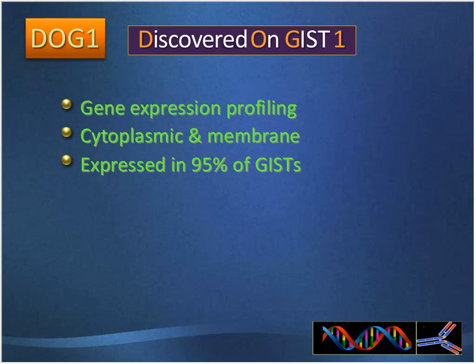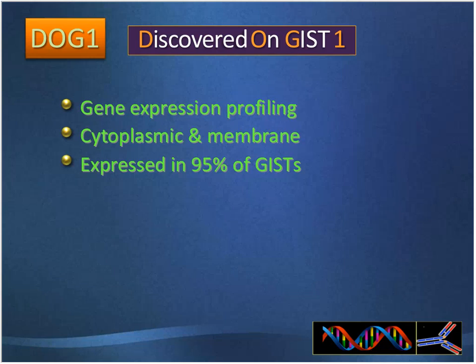And what better place to start than with DOG1, which is known to a lot of us. The naming for that comes from discovered on GIST1. It was discovered by gene expression profiling. And the staining is cytoplasmic and membrane staining, which is unusual. Usually, most of these, as we can see later, are nuclear antigens. But this particular one is actually a cytoplasmic and cytoplasmic membrane antigen.